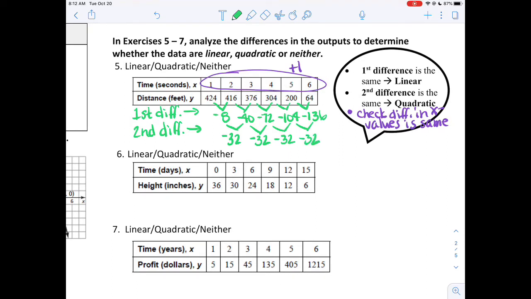Don't assume that just because the first couple work out that the rest will work out. You have to check each difference individually. All right, so my second difference is the same, which means that I do have a quadratic. See, if the second difference is the same, it's quadratic. Why don't you try the next two, number 6 and 7, and see what you come up with, linear, quadratic, or neither. Come back here to check your work.